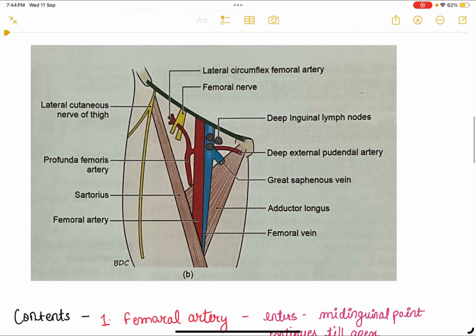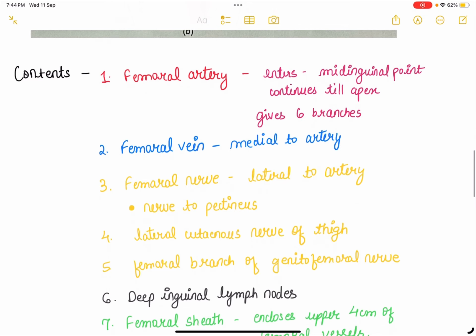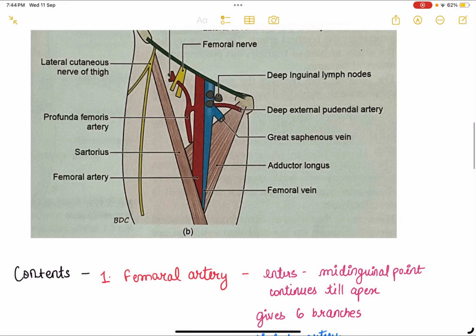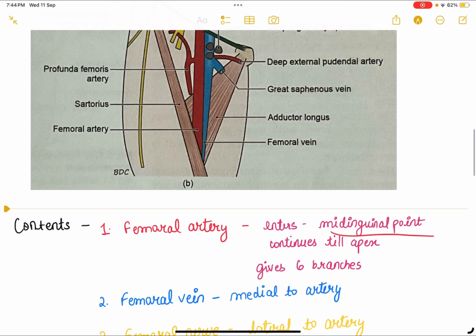Now let us look at the contents of the femoral triangle. So as the name suggests, femoral. Therefore, we have to write 3 things, which are the femoral artery, femoral vein and femoral nerve. Let us look at it in a bit of detail. So, femoral artery: it enters by traversing the inguinal ligament at the mid-inguinal point and it continues till the apex. The femoral artery gives 6 branches, 3 superficial and 3 deep.